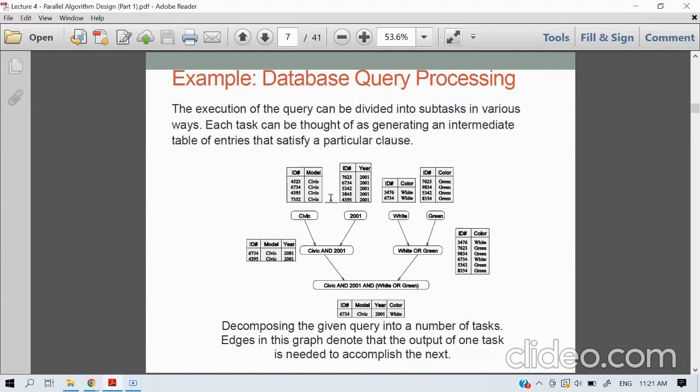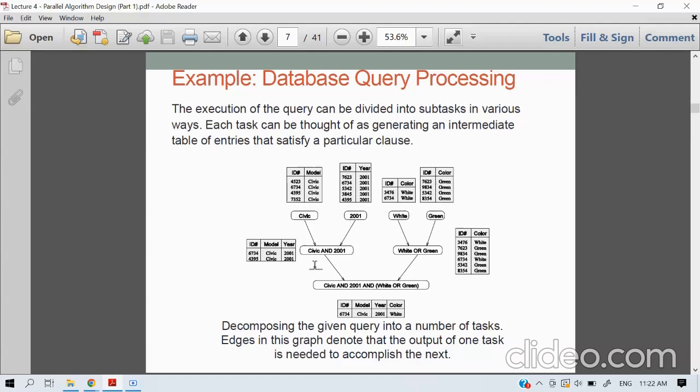So as you can see here, Civic. They find out that Civic consists of many IDs, ID numbers, and then do the next task or process, which is to find the year, which must be 2001, and the color must be either white or green. So these 4 tasks are being executed in parallel because of what? They do not depend on each other, right? Civic, 2001, they do not depend on each other. So each of these can be run in parallel at one time.